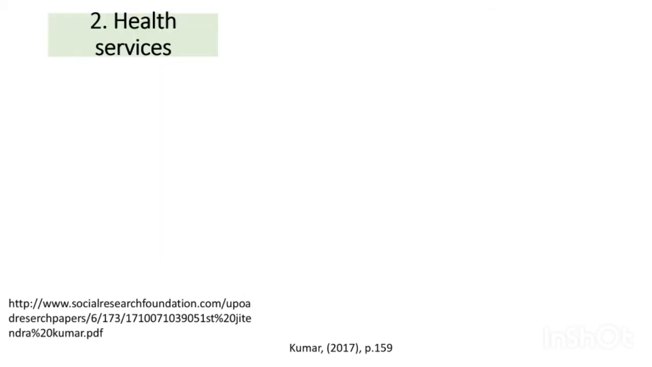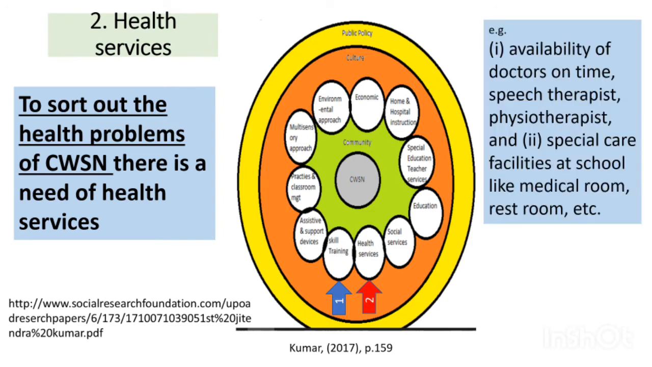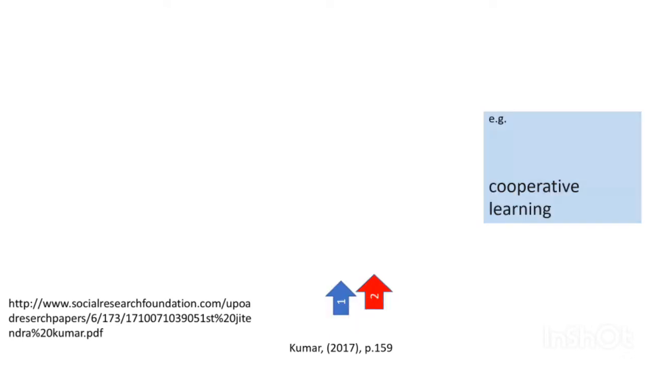Next is what we call health services. To sort out the health problems of children with disabilities, there is a need for health services. Examples are availability of doctors on time, speech therapists, physiotherapists, and special care facilities at school like a medical room, restroom, etc. So these health services must be known to the community for the betterment of children with special needs.